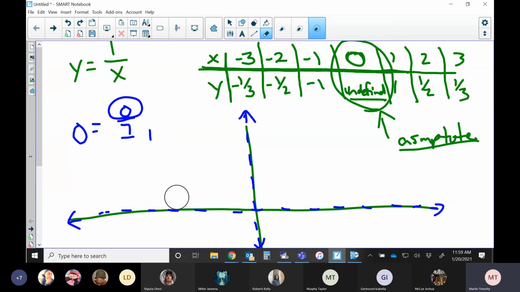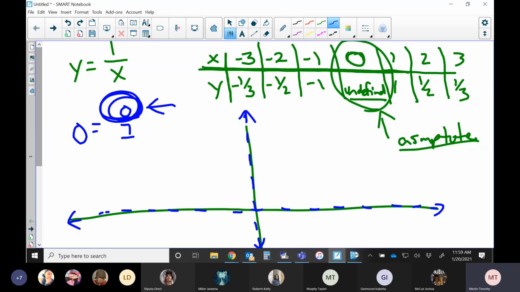So what has to happen in order to have a fraction where I'm getting 0 as the final answer? The numerator has to be 0. The top number has to be 0. What do we know about this equation?